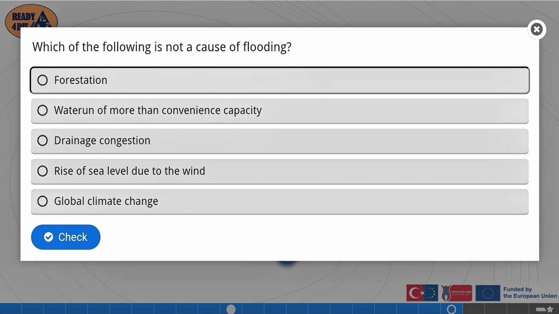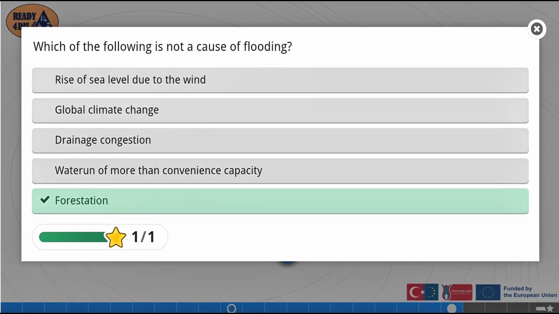Now, let's test your understanding. Which of the following is not a cause of flooding? Forestation, water runoff of more than conveyance capacity, drainage congestion, rise of sea level due to the wind, global climate change. The correct answer is forestation. Unlike the others, forestation actually helps prevent floods, not cause them.